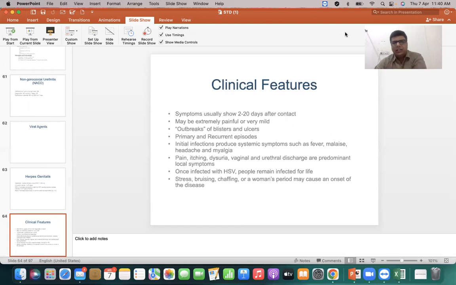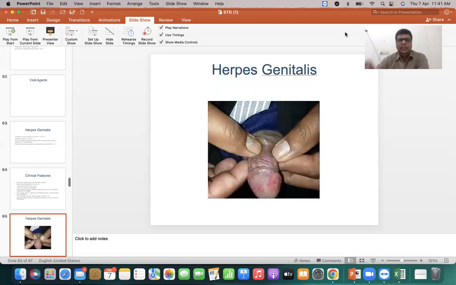What are the clinical features? Symptoms usually show 2 to 20 days after contact, may be extremely painful or very mild. Outbreaks of blisters and ulcers occur. Primary and recurrent episodes occur. Initial infection produces systemic symptoms such as fever, malaise, headache, and myalgia. Pain, itching, dysuria, vaginal and urethral discharge are common local symptoms. Once infected with HSV, people remain infected for life. Stress, bruising, chafing, or a woman's periods may cause an onset of the disease.